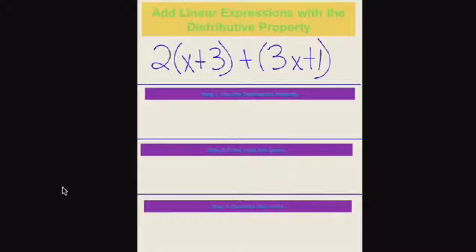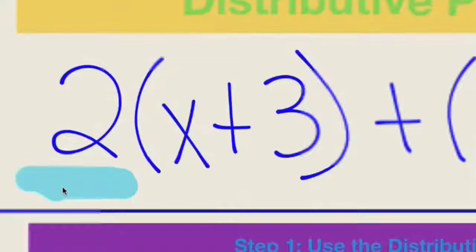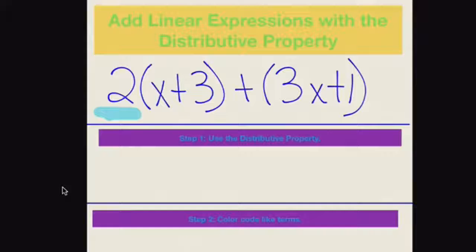Okay, the next thing we need to talk about is sometimes when you add linear expressions, you also need to use your knowledge of the distributive property. You can see here in this example, we've got a number outside the parentheses. And remember, a number directly outside of the parentheses like that means that we need to multiply. Okay, so we need to actually use the distributive property first before we start combining any like terms.